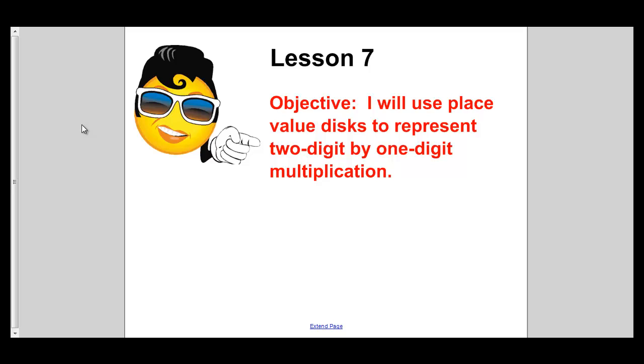Lesson 7. I will use place value disks to represent 2-digit by 1-digit multiplication. So today we're going to practice multiplying a 2-digit number times a 1-digit number. A 2-digit number might be something like 24 times 3.